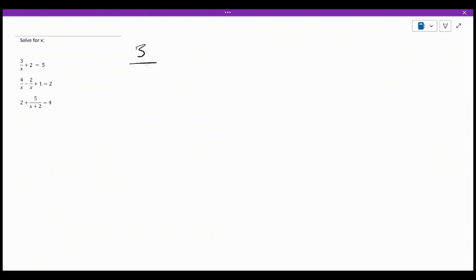So, first off, we have 3 over x plus 2 equals 5, right? Now, what I like to do when we have a denominator that has a variable, let me show you, is multiply it out, right? Because how can I get rid of this x in the denominator? I have to multiply it with x on top, right? And then this x will cancel out with this x, okay?